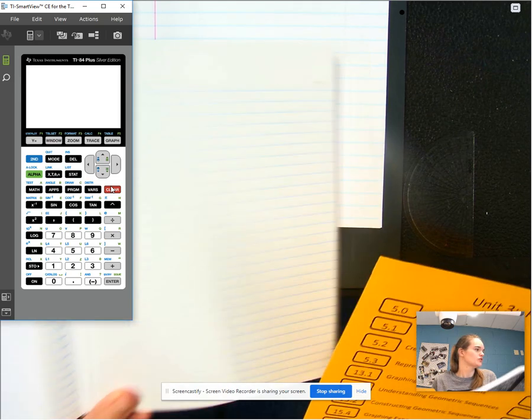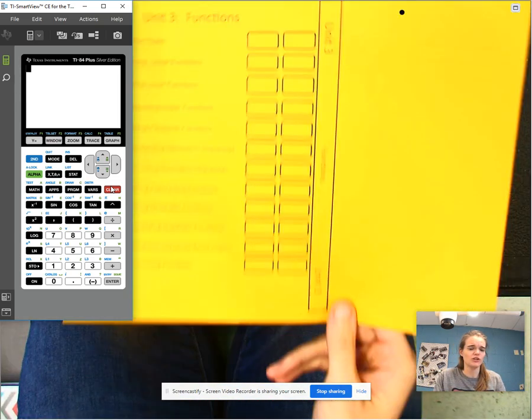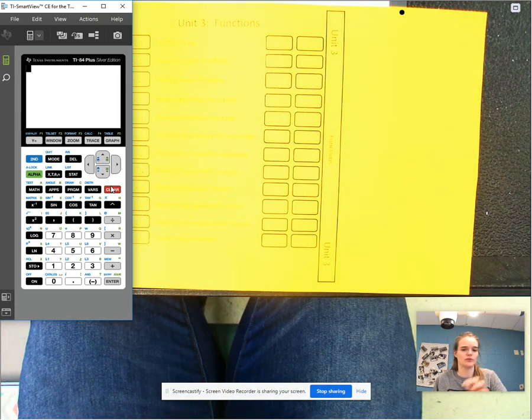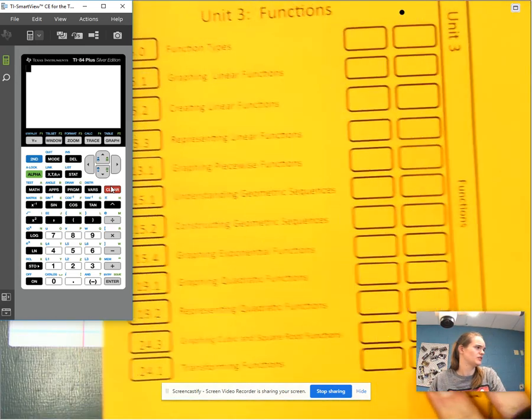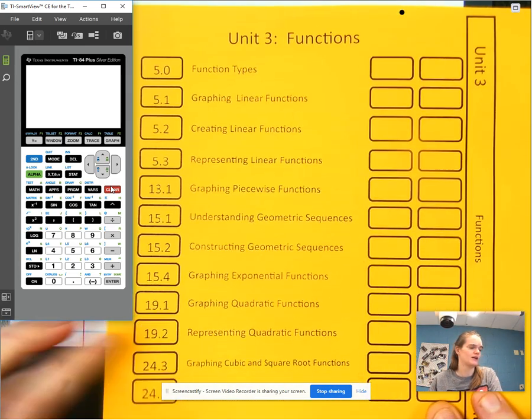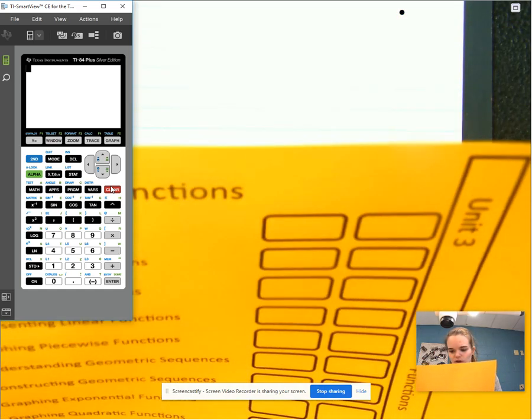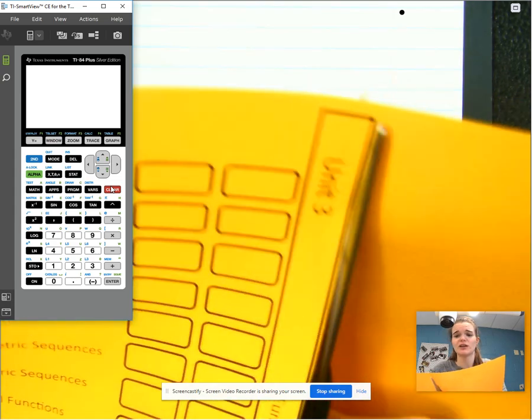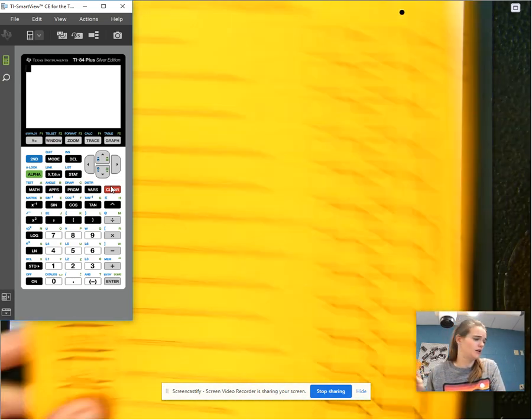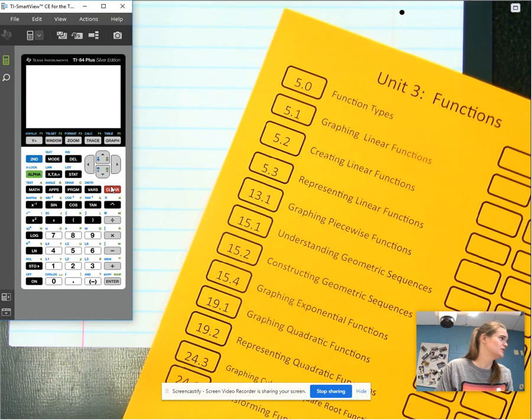So first of all, we're on a new unit. We're on Unit 3, functions. So I'm going to take my tab. I need to cut it off here, and we're going to glue it in. Of course, if you don't have a printer or anything, you're just going to turn to page 37 in your notebook and put this in there.